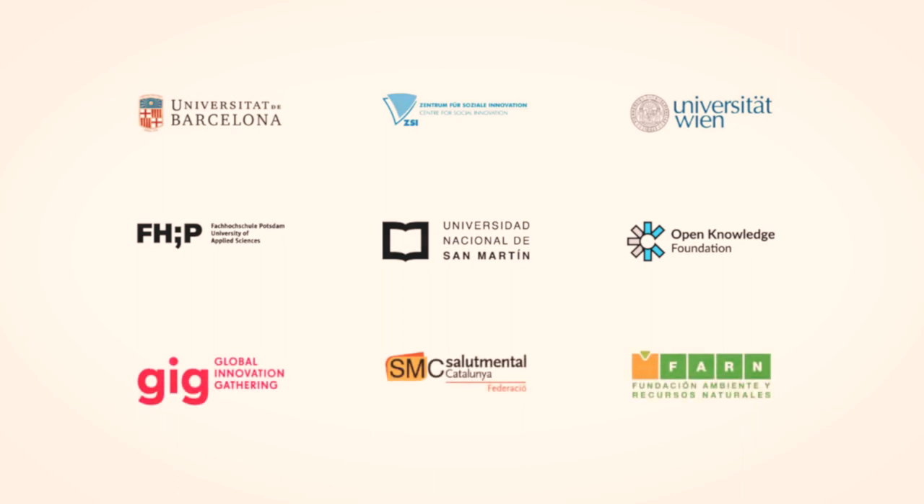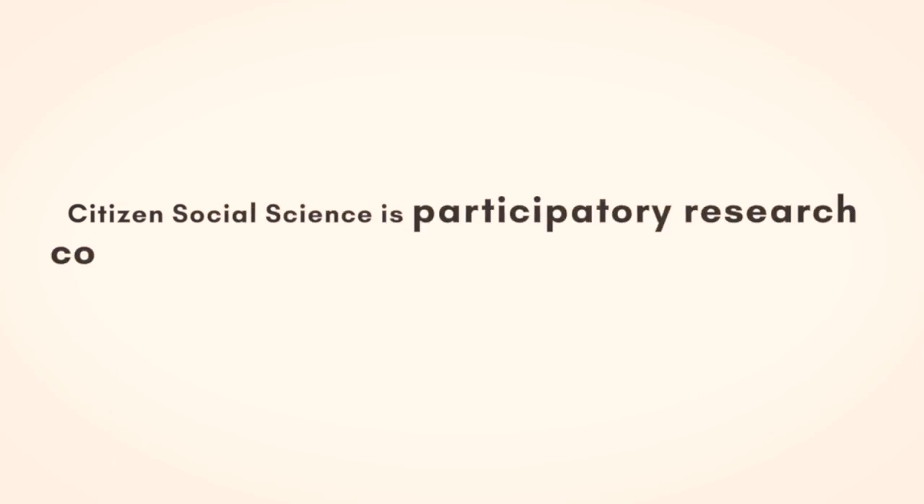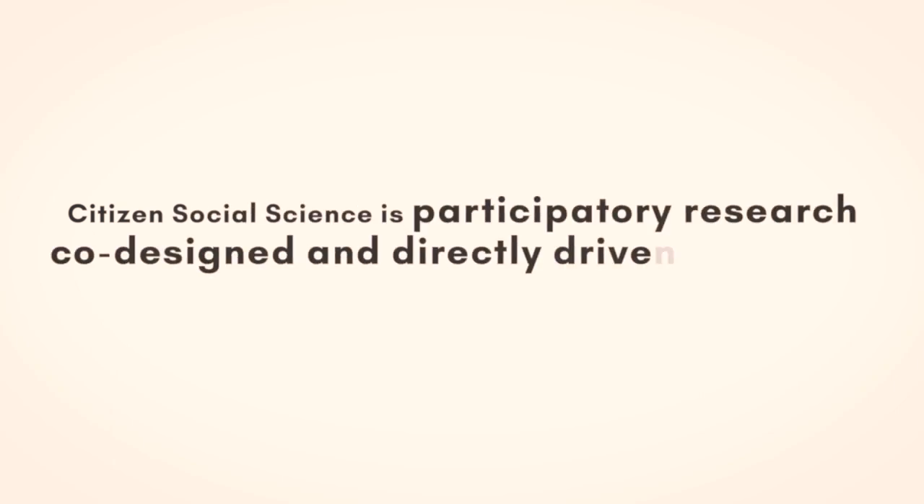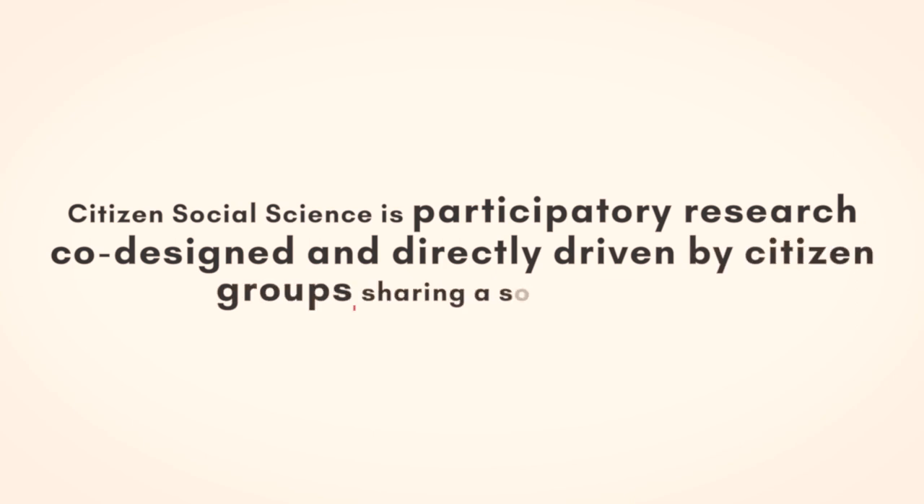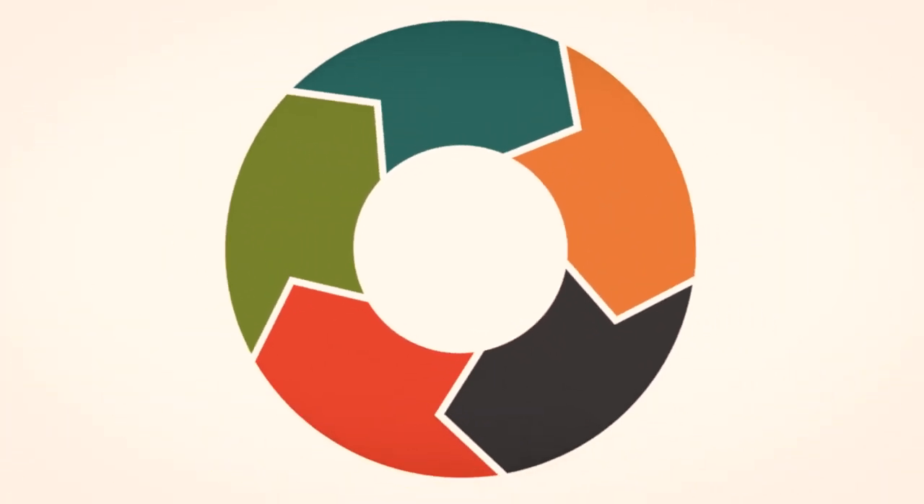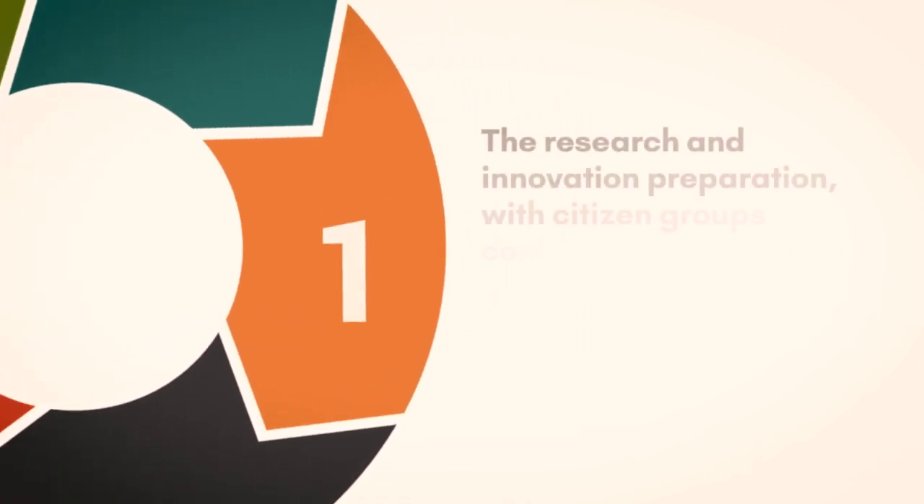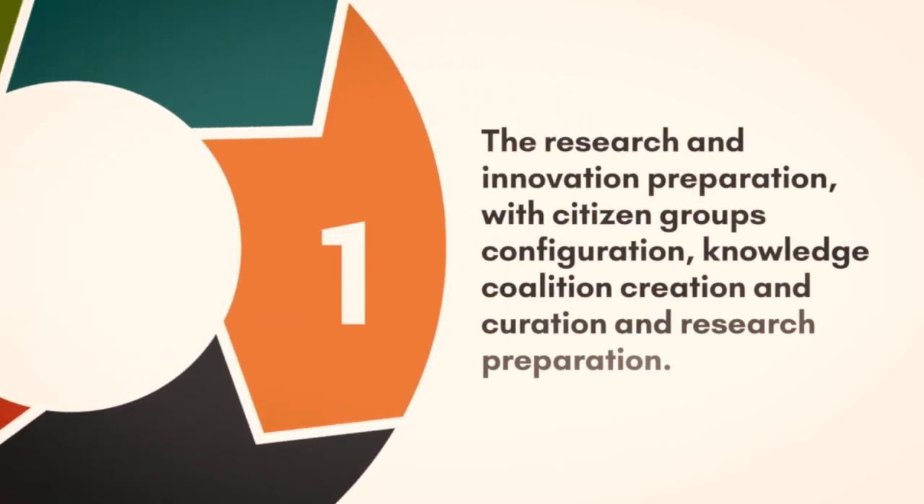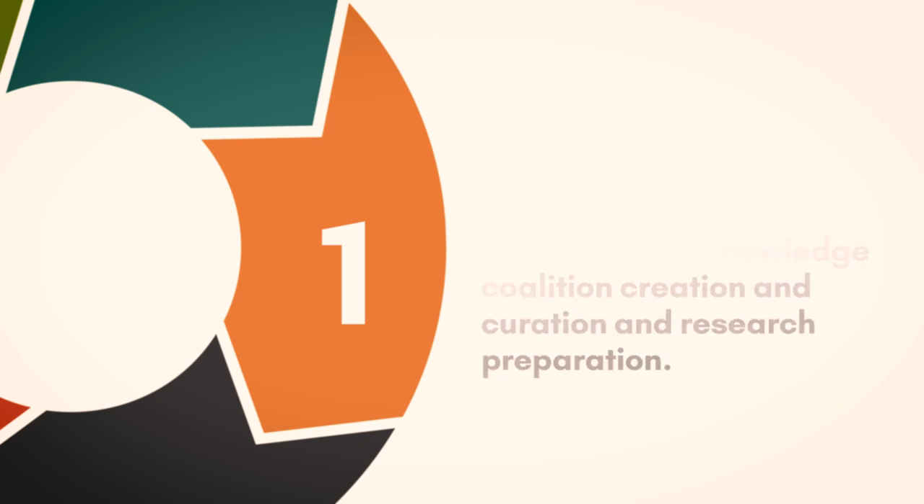For CoAct as a project, citizen social science is participatory research co-designed and directly driven by citizen groups sharing a social concern. And it has a research and innovation cycle of 5 steps. The research and innovation preparation with citizen groups: configuration, knowledge coalition, creation and curation, as well as research preparation.